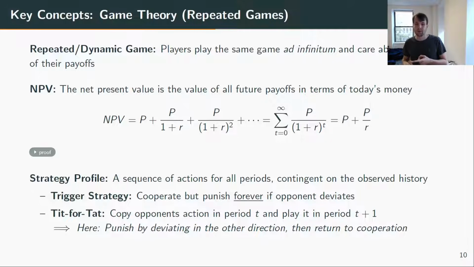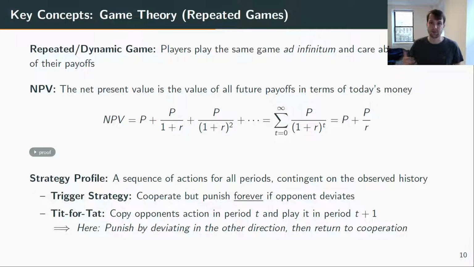One is called trigger. Basically, we're going to try to establish an equilibrium in which we both play nicely. And if one of us deviates, and we're going to see what that means in a second, we're going to punish that person. And how do we punish them? Well, we're going to play a really bad thing for the two of us until the end of time. That's what the trigger strategy is called, or grim trigger strategy, which is really the harshest punishment possible.